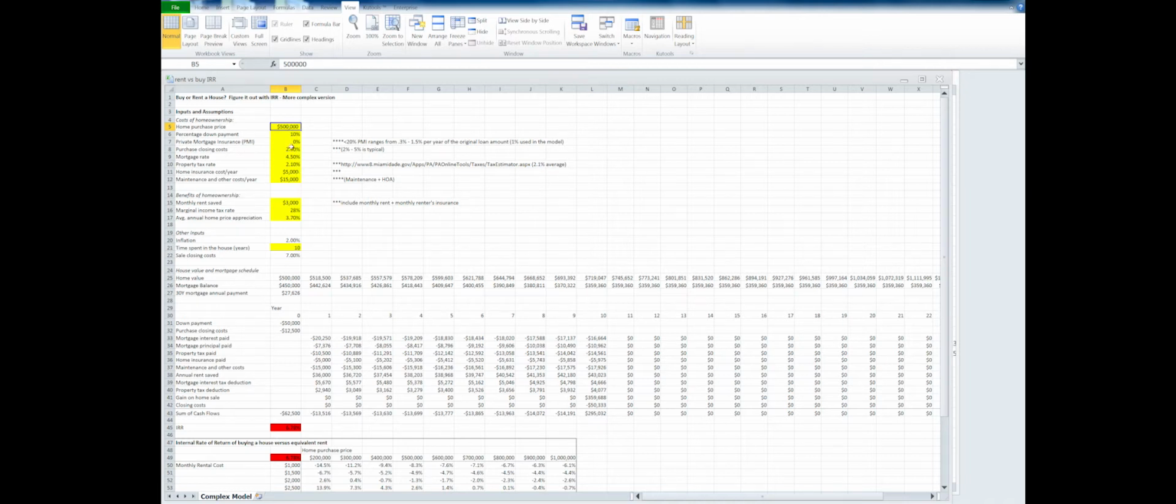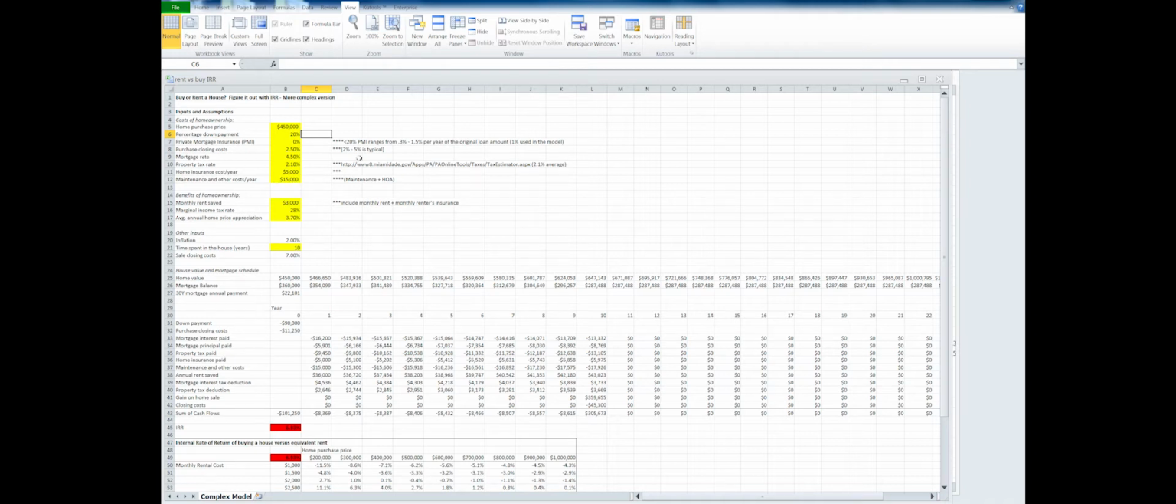For example, I put in $500,000 for my home purchase price. If you like, you could go ahead and put in $450,000. Originally I had in here 10% as a down payment. Let's go ahead and put in 20%, and that way we don't have to worry about putting in a number for our PMI. We'll keep the purchase closing costs at 2.5%, mortgage rate at 4.5%, property tax rate at 2.1%, keep the home insurance cost per year at $5,000, and the maintenance costs per year at $15,000.